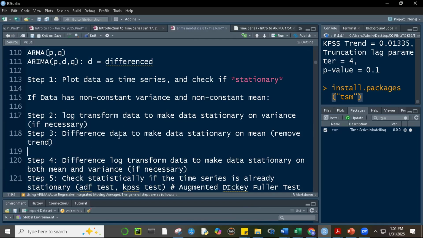Okay, so after you do that, then you check again, of course. Why? Because sometimes you might need to difference twice. Usually the log transformation is done just once. I haven't seen a data set where I have to do two log transformations. So log transformation is one, and then for the difference, sometimes we might need to do double differencing. Difference first and then difference again.